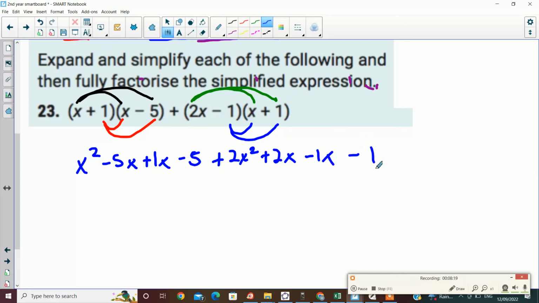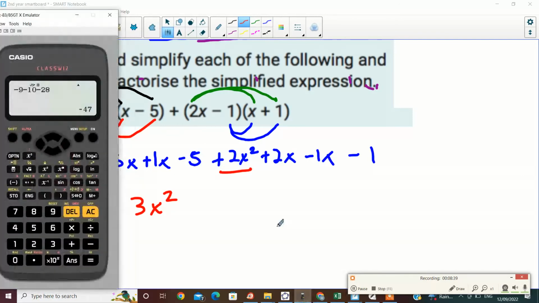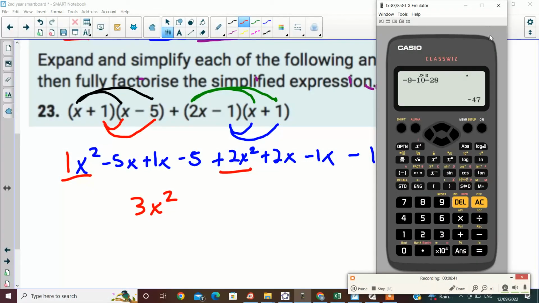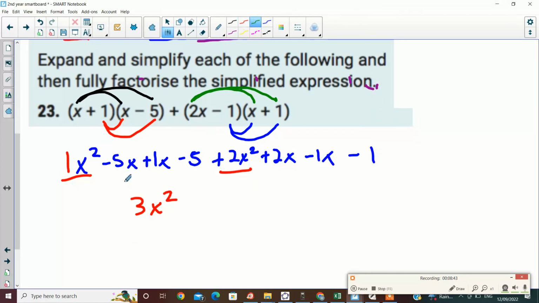Okay. But this is difficult, all right? This is the difficult part. Who got that far? All right. Now the next part, yourself, sir. Okay. What is 1x squared plus 2x squared? Okay. Now this is the hard part. You can use your calculator for this if you want. Does everybody see the x's? It's minus 5 plus 1 plus 2 and minus 1, isn't it?